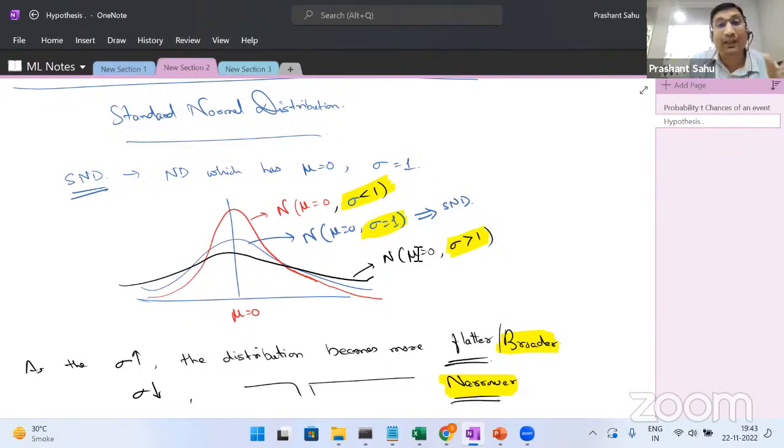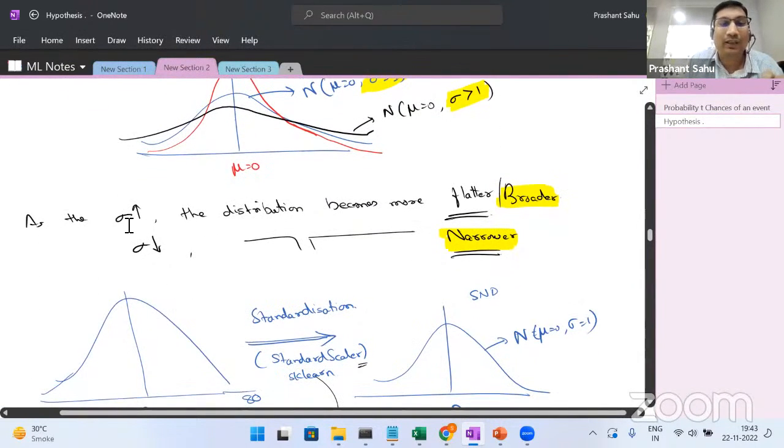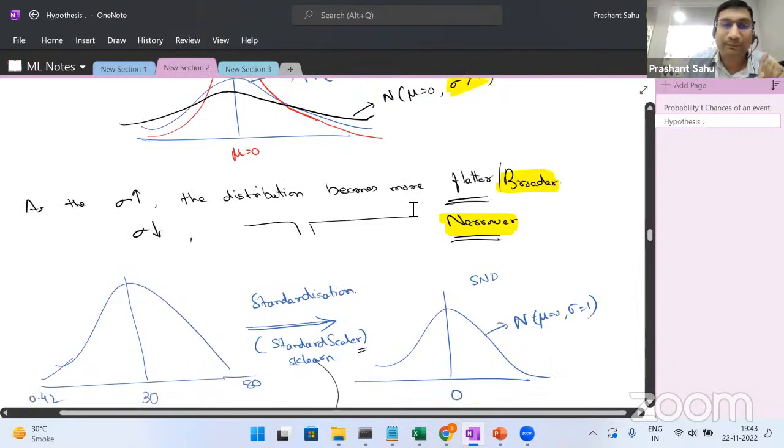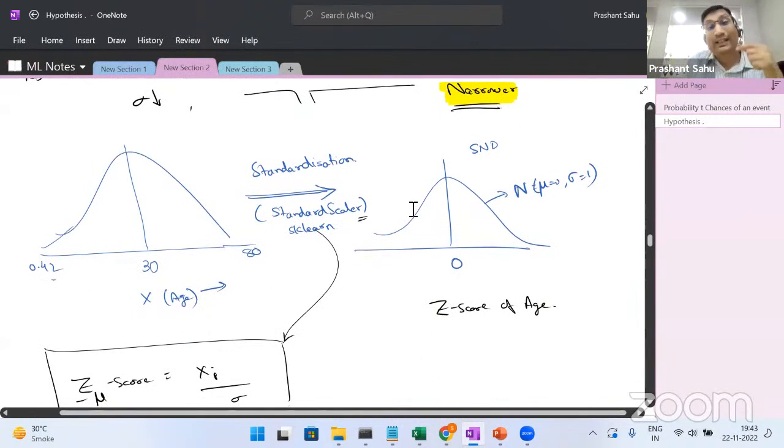So these are the properties of the normal distribution, which I have originally discussed. So this is very clear. If sigma increases, distribution will become flatter. Sigma decreases, distribution will become narrower. Perfect. You can always standardize it.